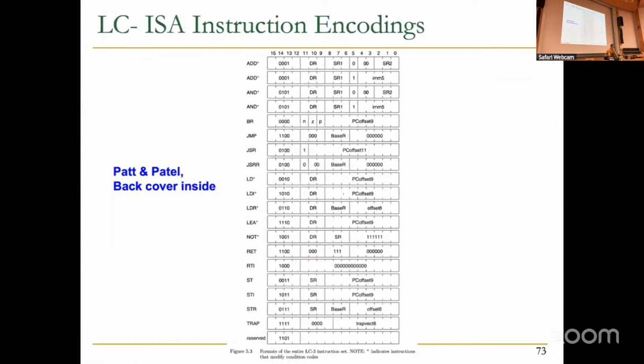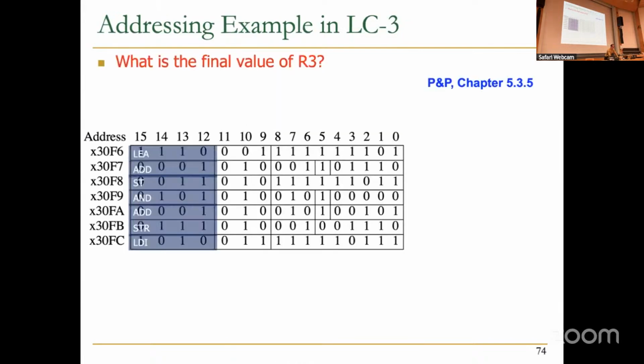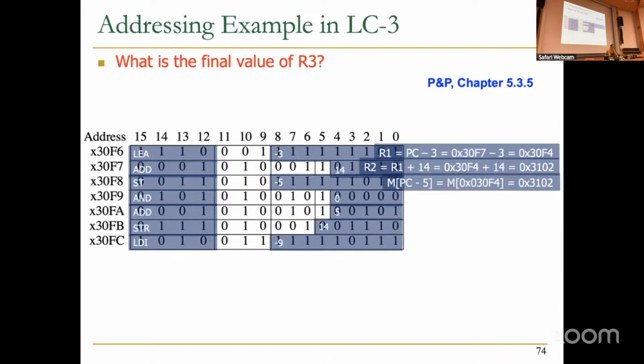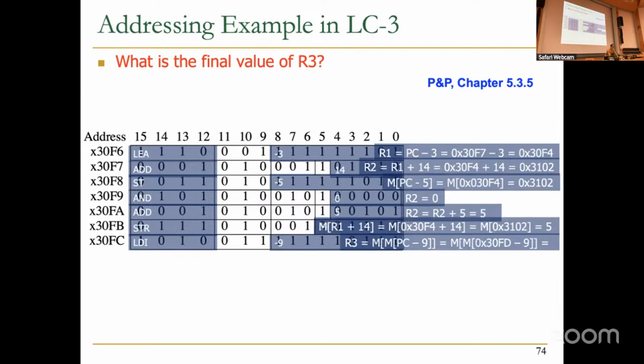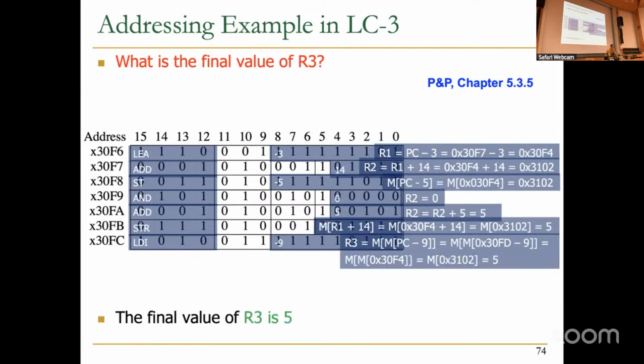How? You basically take the Patt and Patel book. You start with the back cover, which has this. And then if you don't know exactly how the instructions operate, you need to flip a number of other pages to figure out how the instructions operate. And in the end, you go through the exercise, you figure out these are the instructions, and these are the immediates, and then you figure out the addressing modes, and you figure out exactly what this program does, and you simulate it. And in the end, the final value of R3 is 5.